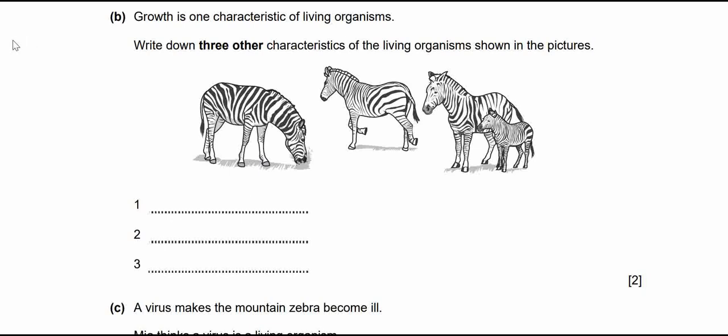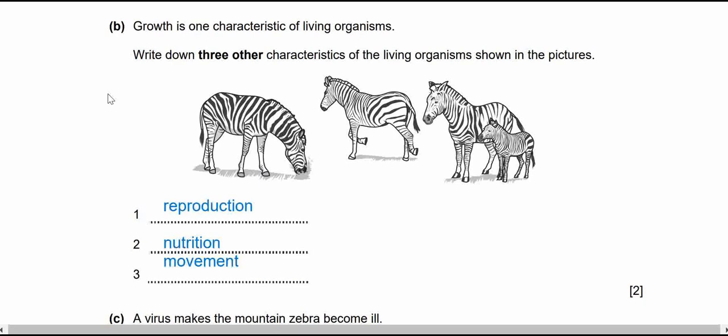Let's check out the answer. If you have not finished, you may pause this video. So this is the reveal answer. Reproduction: we can see that the zebra have a young zebra, and they can reproduce. Nutrition: one zebra is eating the grass. Movement: the zebra is moving to another place. So that will be the answer. Next, we move on to question C.